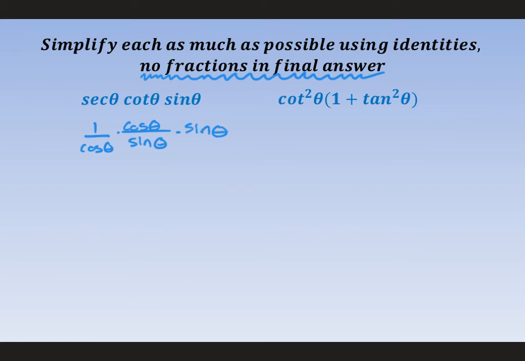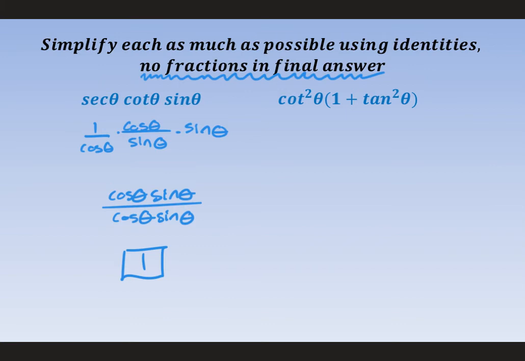Well, let's look at what I have. I can multiply this all together. I have cosine sine over cosine sine. Hey, if I have the same thing on top and bottom, then that's just 1. And so my final answer here for this one is just 1. So secant times cotangent times sine is just 1.